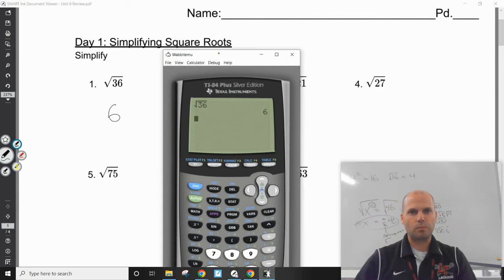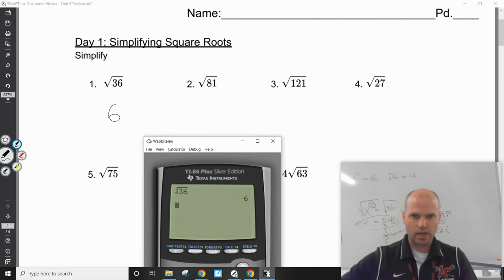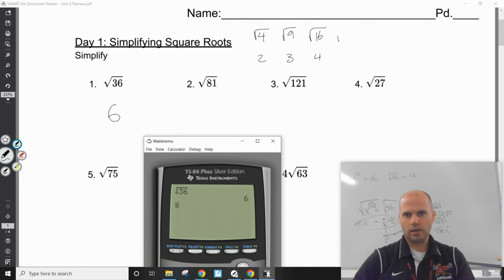And perfect squares are important, and we're going to have them listed up to help you guys. The square root of 4 is 2, because 2 squared is 4. The square root of 9 is 3, because 3 squared is 9. Next one is 16, because 4 squared is 16. The next one is 25, 5 squared. The next one, 36, 6 squared. 7 squared, 49. 8 squared, 64.